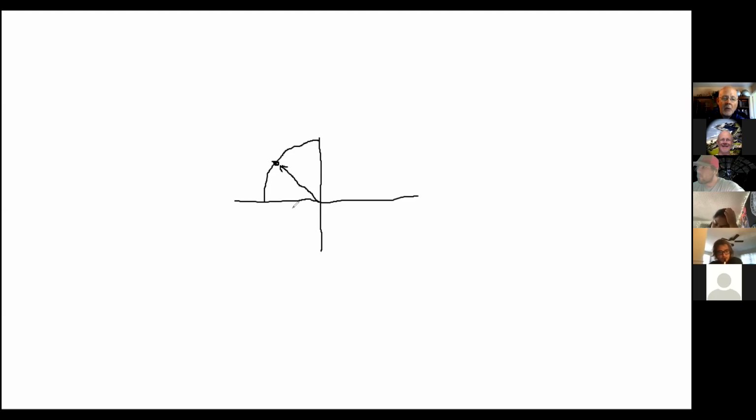But what I was trying to say is this vector here can be thought of as an x component, and that's kind of hard to see because it's actually on the x-axis, plus a y component.